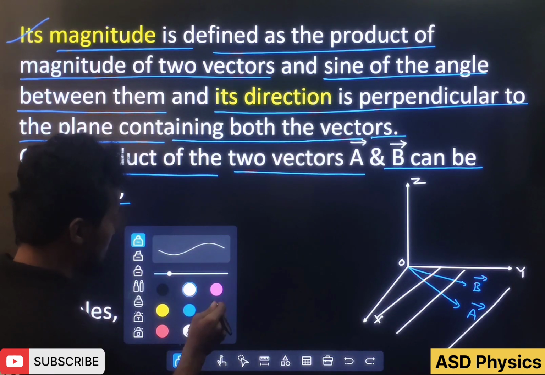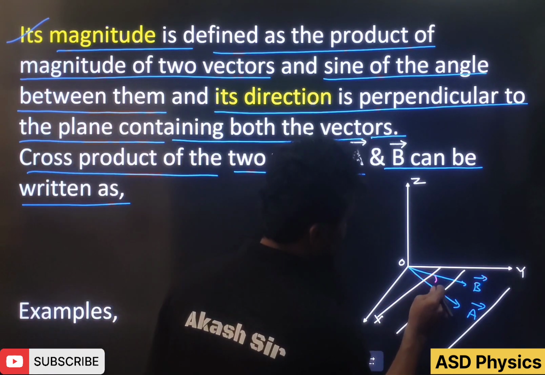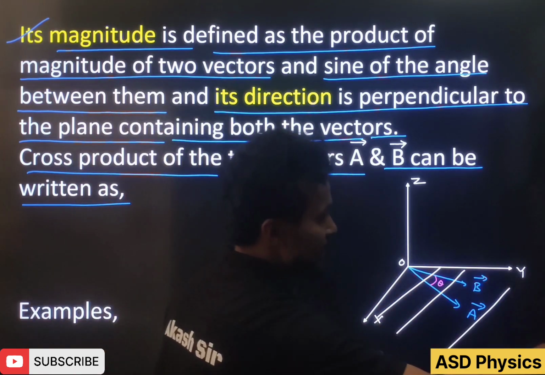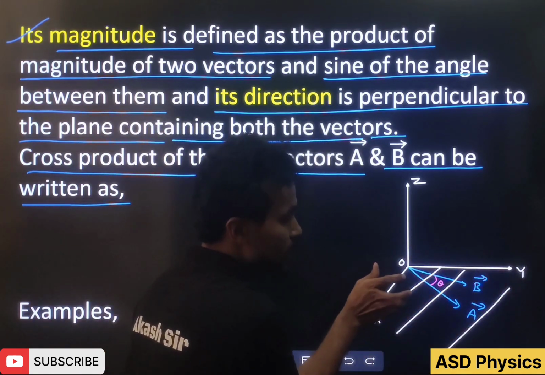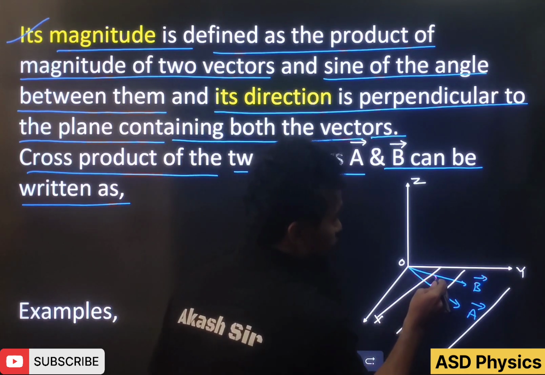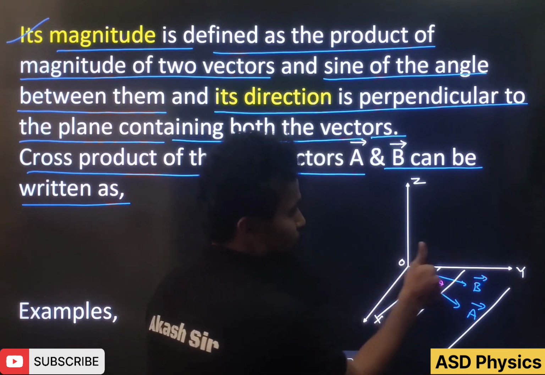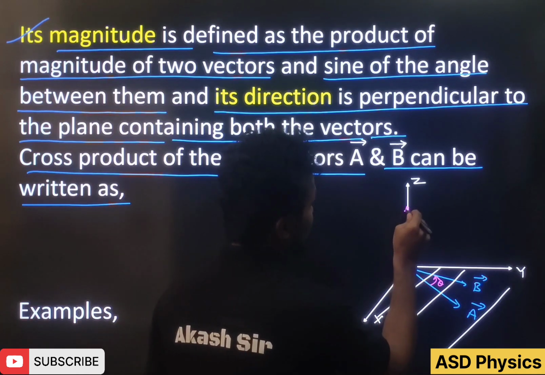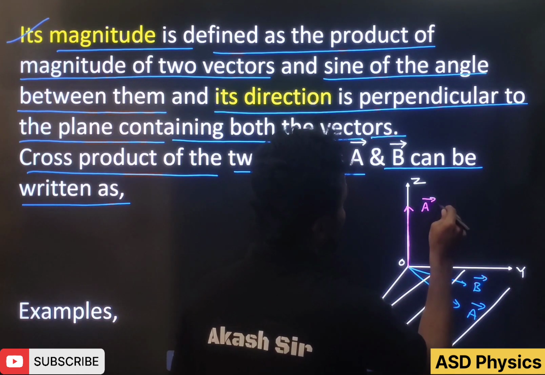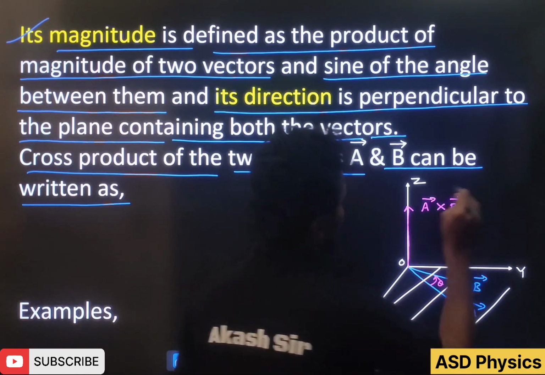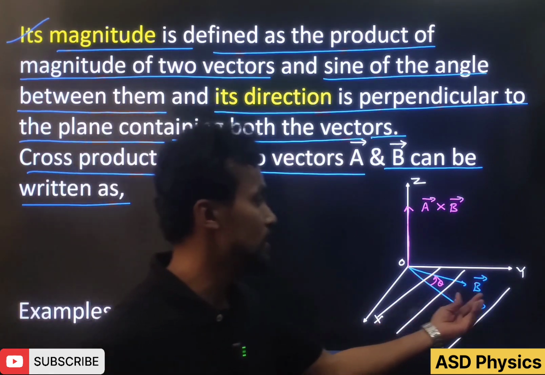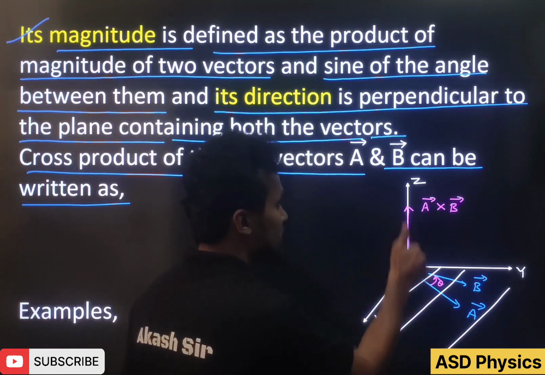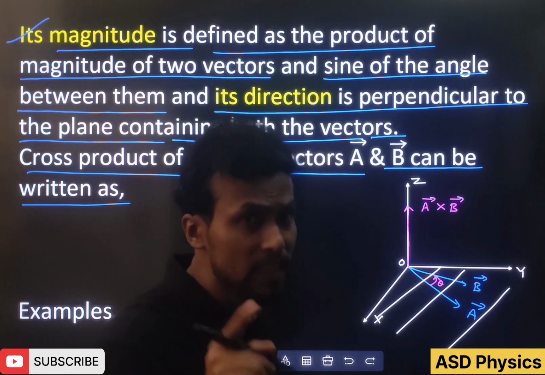Vector A is there, vector B is there. We will curl our fingers from vector A to vector B. Then the thumb will be along the z direction, and this will represent the vector A cross B. Again, A and B are in the xy plane. Curl the fingers from A to B, then the thumb will indicate the direction of A cross B.